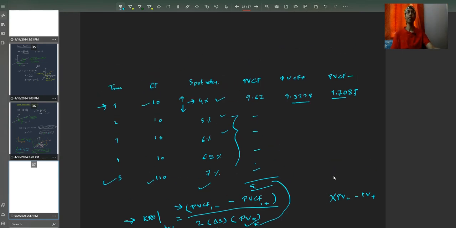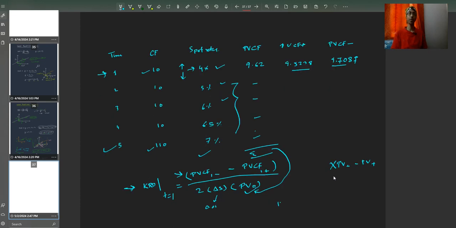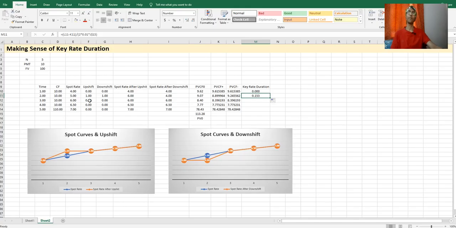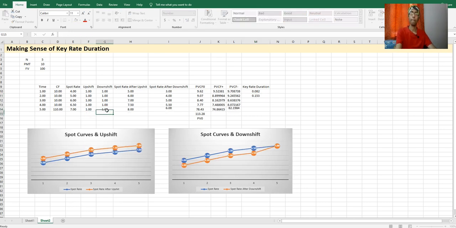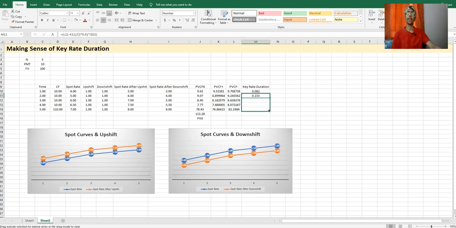So here what we have done is, we have found the key rate duration for t is equal to 2, and we have used the present value of cash flow 2, PVCF 2 minus PVCF 2 plus, divided by the same expression, 2 into 0.01 PV0. Okay. Now let's make the changes to each and every one of them. So we have shifted all of these rates 1% up and down, and the key rate durations have individually been found out.